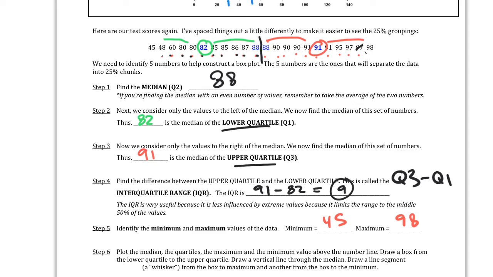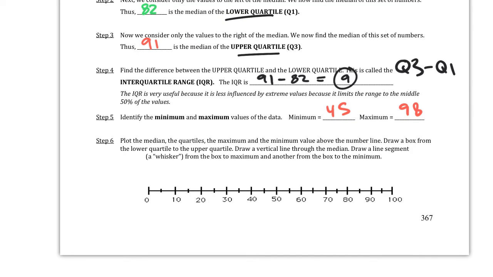Step 6 is to actually make the box and whisker plot. So the way to do that, let me scroll down. The way we do this is we plot kind of big vertical lines at each of the 5 number summary numbers. So I'm going to plot my minimum at 45, and I draw a nice big vertical line. My Q1 is 82, so I got to kind of estimate where 82 is. Median, I need the median, that's 88, so that's about here.